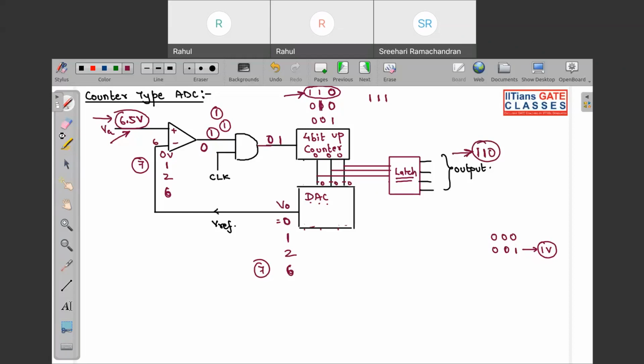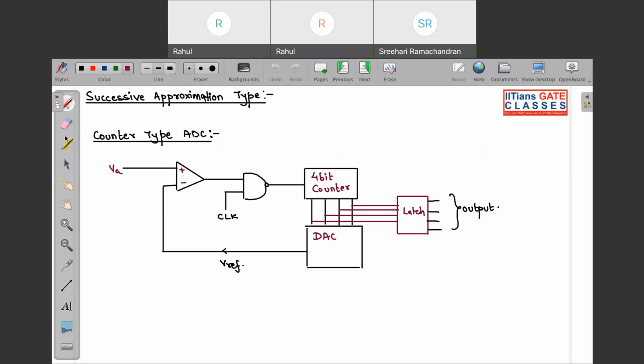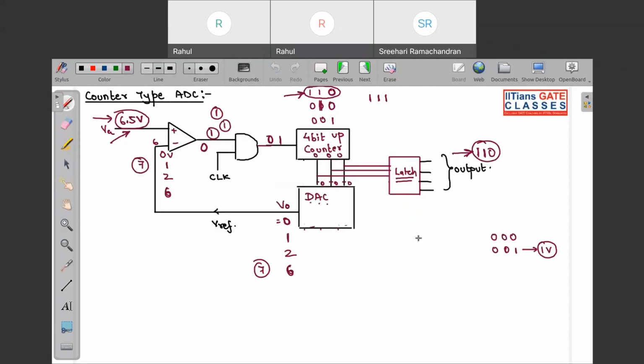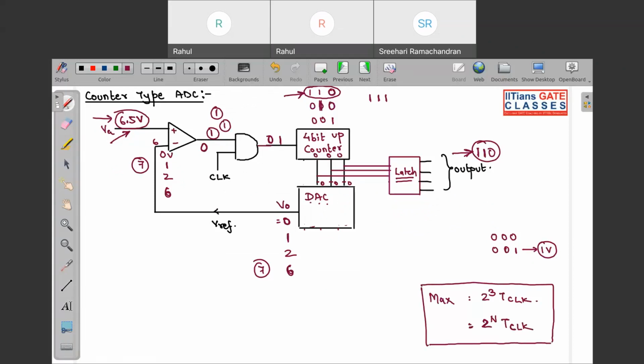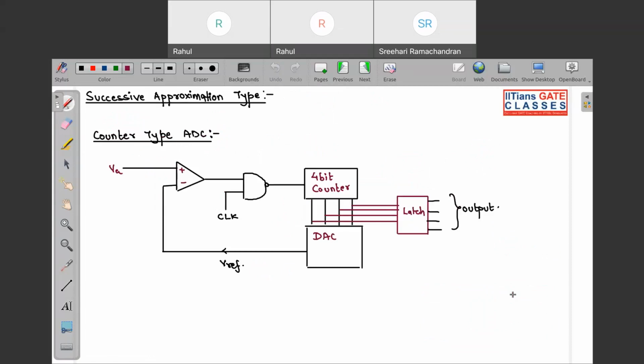Okay, so the next what we have? Next is your successive approximation type. Here also the maximum conversion time, if this is your 3-bit, will be 2 to the power 3 TCLK. If it is n-bit, the maximum conversion time will be 2 to the power n TCLK. So note this: for a counter type ADC, the maximum conversion time is 2 to the power n TCLK. Now the next is the successive approximation type.